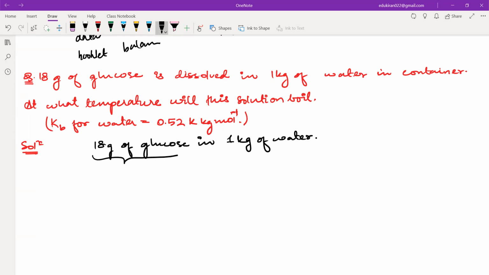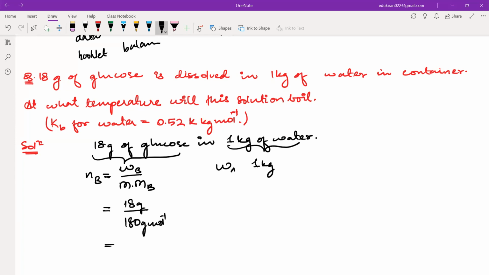So 18 gram of glucose, it will give me the number of moles of solute, that is B, which is equal to the given mass divided by the molar mass. Given mass is equal to 18 grams. Molar mass is equal to 180 gram per mole for glucose. And you will calculate this one. And 1 kg of water, ये तो आपको दिया ही भाई 1 kg. So what are you getting? WA, है ना? So from now, both of these things, what you can find, the molality. Molality will be equal to number of moles of B divided by WA in kg. ठीक है? ये आपको मिल जाएगा molality.